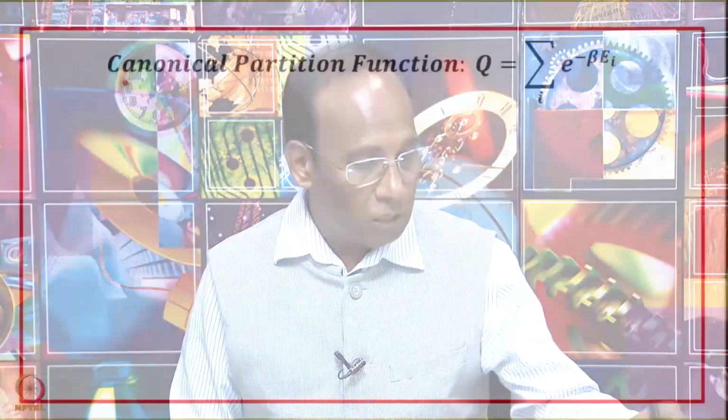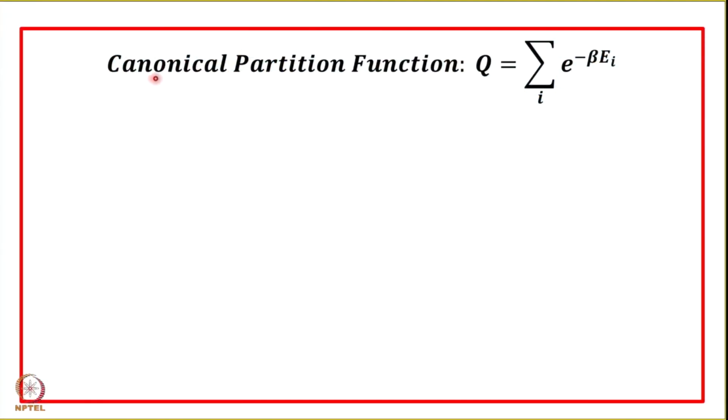In the previous lecture, we talked about canonical partition function, which is summation over i of exponential minus beta Ei. This Ei is an energy state Ei in which Ni, that special character Ni, number of members they belong to.